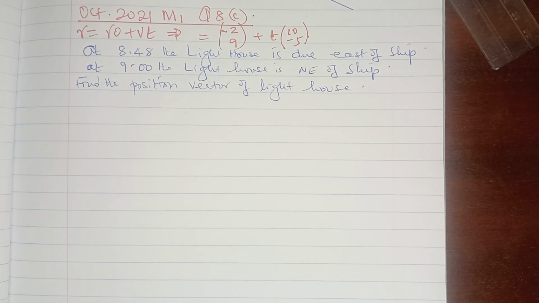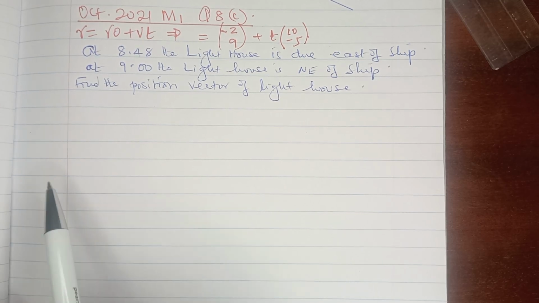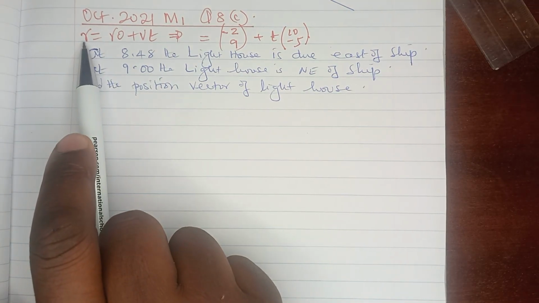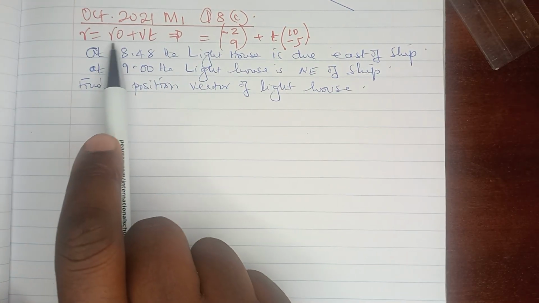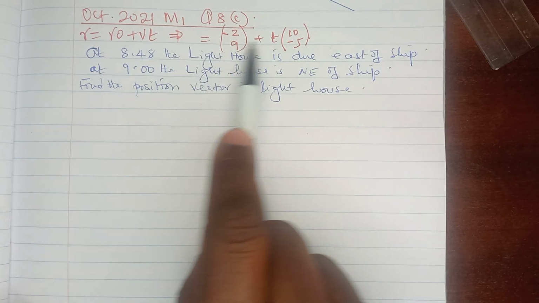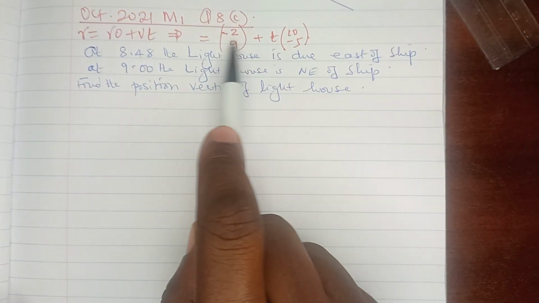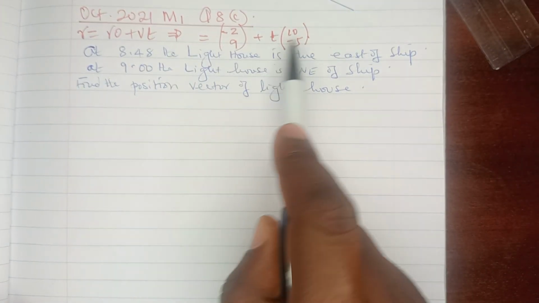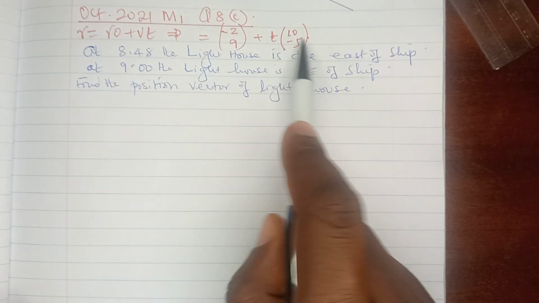I want to respond to this question, October 2021 Mechanics 1 question 8 part C. From parts A and B, we have understood that the position vector of the ship is r0 plus vt, and we found this to be -29 plus t(10, -5).